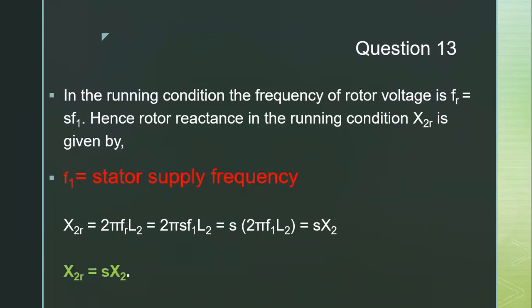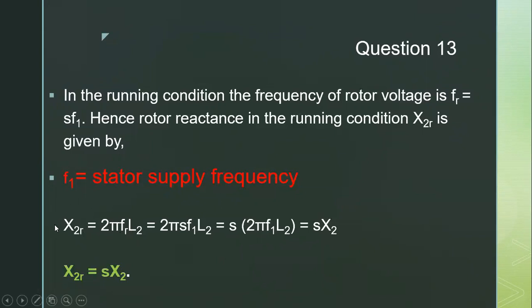The rotor frequency Fr is equal to slip S into the supply frequency. That is a standard equation: Fr equals S into F1. Hence the rotor reactance in the running condition is X2R. So what is the reactance equation? Normally X is equal to omega L, or 2 pi f into L.